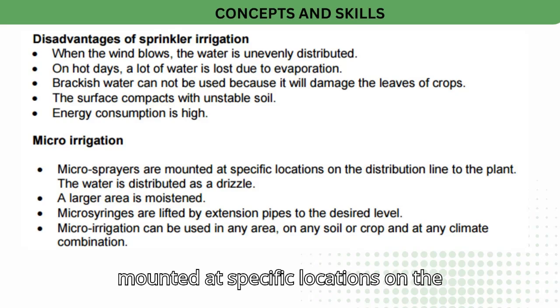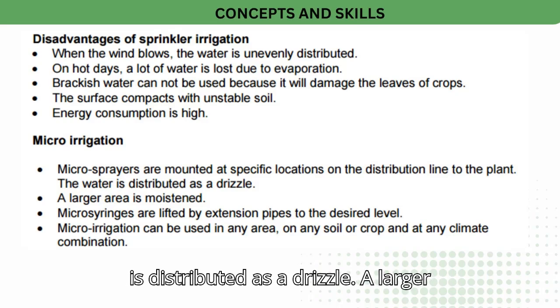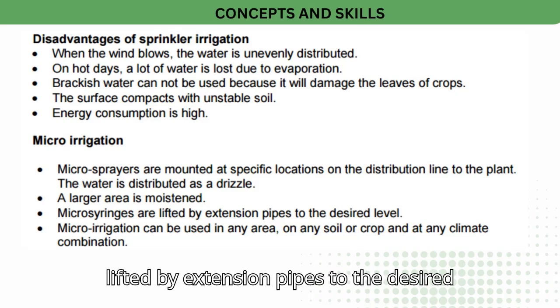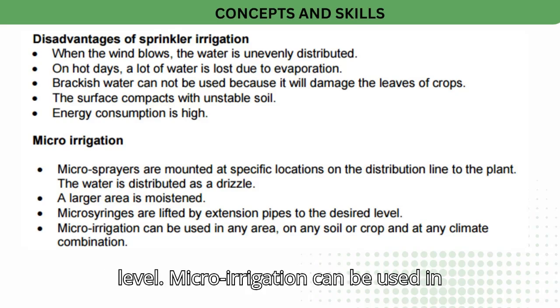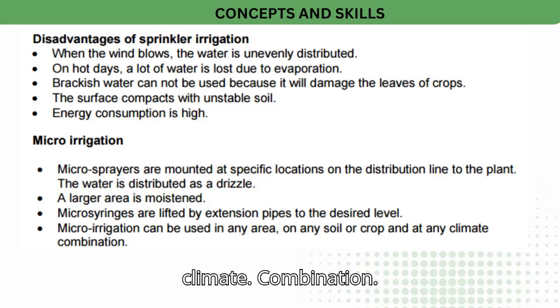Micro irrigation. Micro sprayers are mounted at specific locations on the distribution line to the plant. The water is distributed as a drizzle. A larger area is moistened. Micro sprayers are lifted by extension pipes to the desired level. Micro irrigation can be used in any area, on any soil or crop and at any climate.